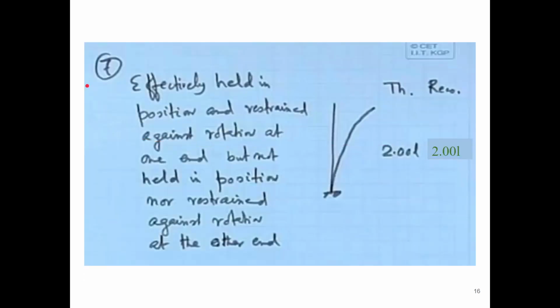In the seventh case, effectively held in position and restrained against rotation at one end, that is fixed at one end, but neither held in position nor restrained against rotation at the other end. So the other end is basically free. If one end is fixed and the other end is free, then again the theoretical value will be twice the unsupported length, and the recommended value will also be twice the unsupported length. So both the theoretical and recommended values for effective length will be twice the unsupported length.